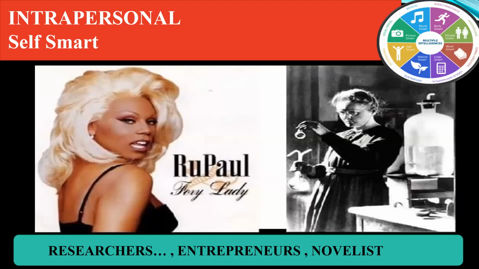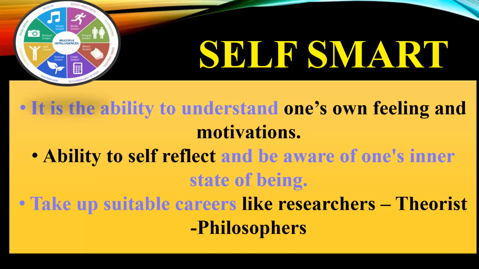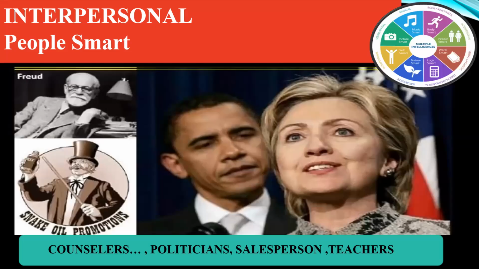Intrapersonal, so it means that you are self-smart. Okay, so what you can be? You can be a researcher, an entrepreneur, a novelist, right? Intrapersonal, how well you know yourself. People who learn best through metacognitive practices, getting in touch with their feelings and self-motivation, are able to concentrate and be mindful. Self-smart people have the ability to understand one's own feelings and motivations, to self-reflect and be aware of their inner state of being, and take up suitable careers like researcher and theorist. Okay, you can be a philosopher.